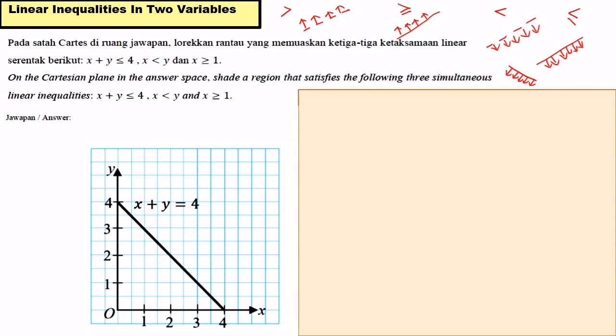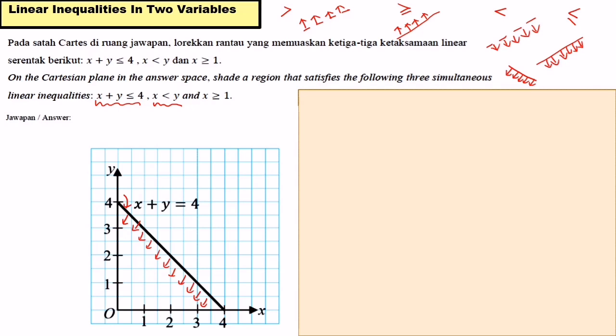Okay, so now we look at the first inequality, x plus y less than or equal to 4. So we look at this line. So we need to shade the region below the straight line. Okay, the next inequality, x less than y, we know that line is a dotted line. Then how to construct x equals y?